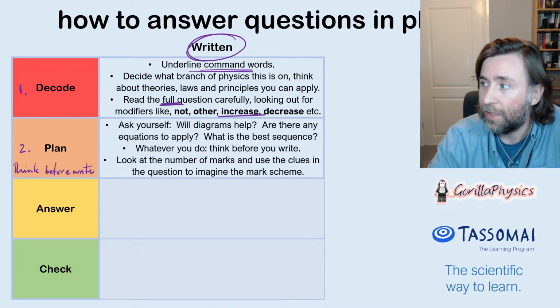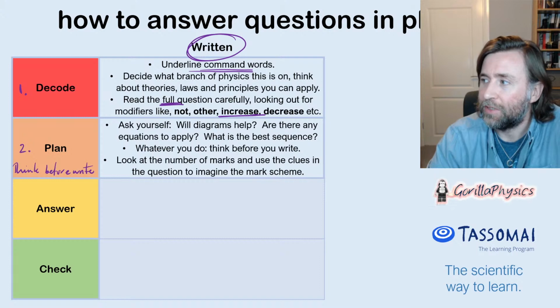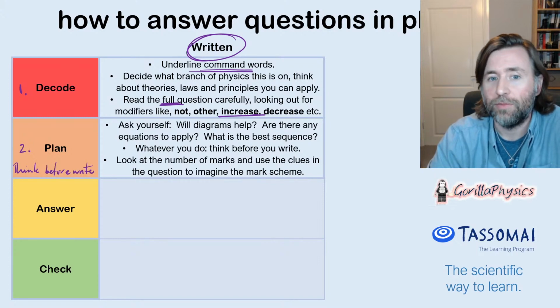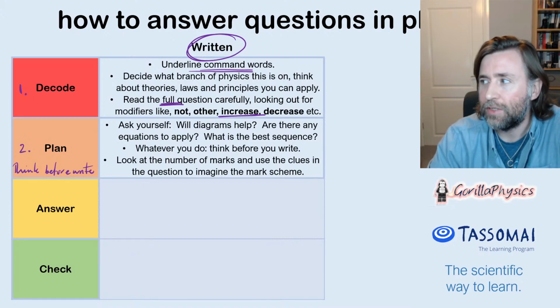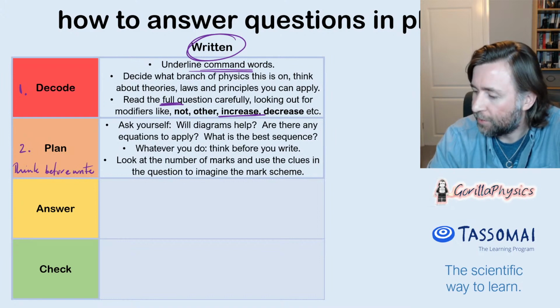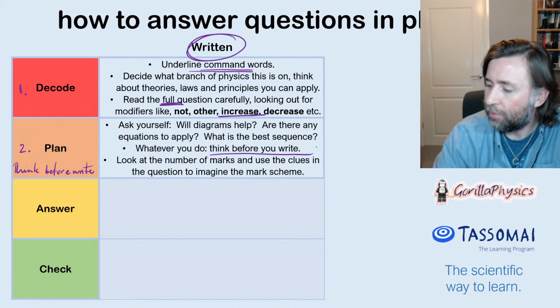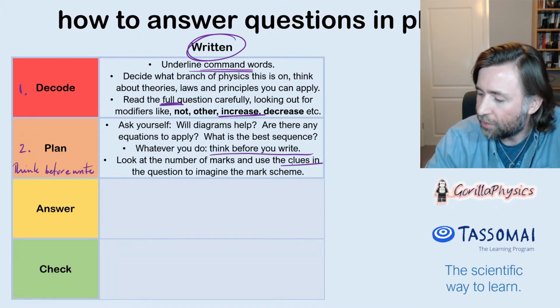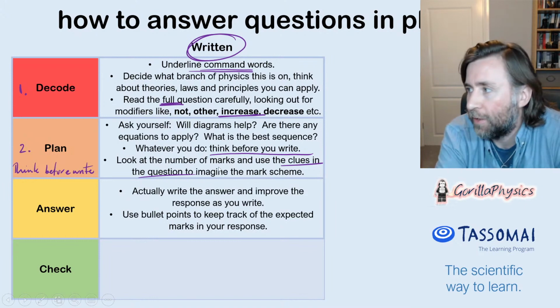That sounds a bit funny, but in physics, a lot of our written questions are actually about equations. You know, if we know speed is distance over time, and you've been told it does the same thing in a shorter time, then the speed's going to be bigger. So you can use equations to write written answers, if that makes sense. Whatever you do, think before you write. Look at the number of marks and the clues in the question to imagine what's going to be on the mark scheme, and I'll talk to you a bit about that today.